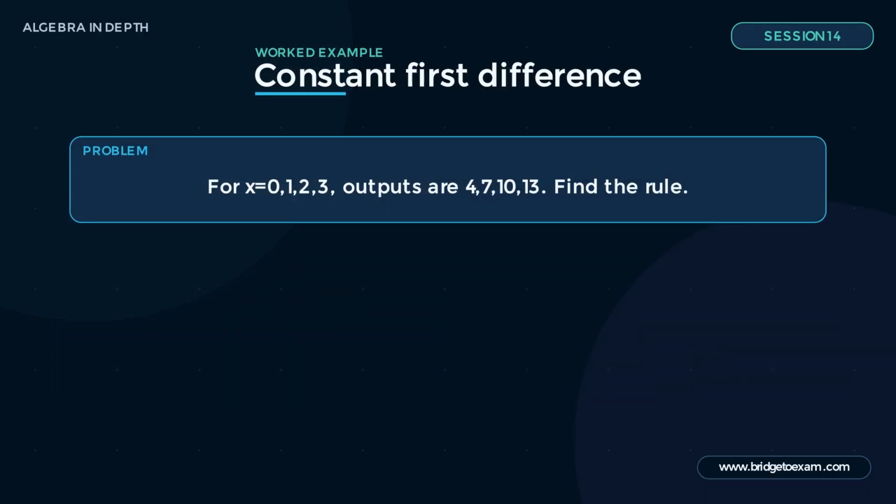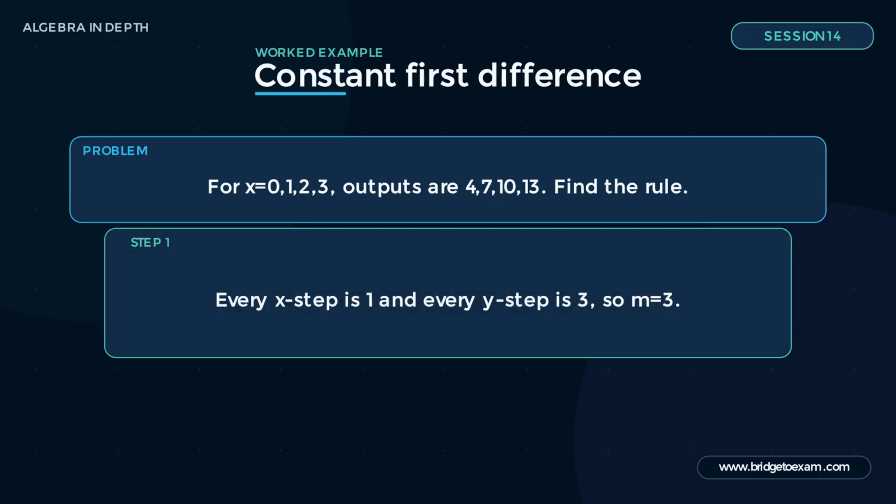Worked example, constant first difference. For x equals 0, 1, 2, 3, outputs are 4, 7, 10, 13. Find the rule. Step 1. Every x step is 1 and every y step is 3. So m equals 3. Step 2. At x equals 0, y equals 4. So b equals 4. Step 3.